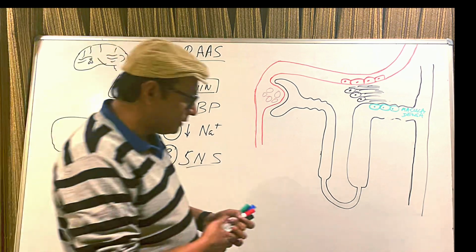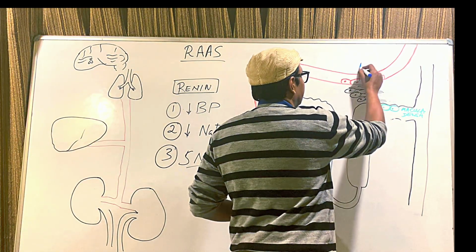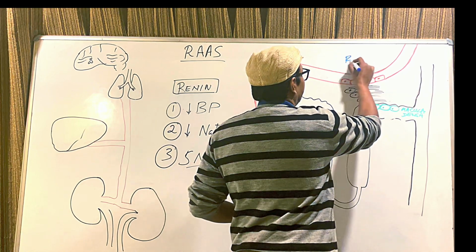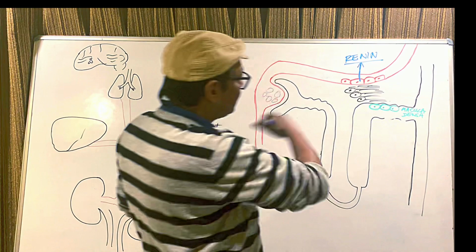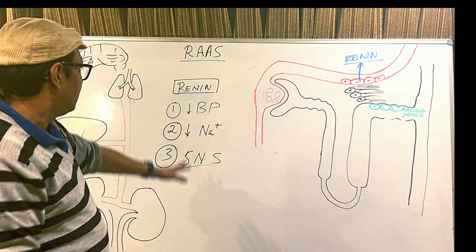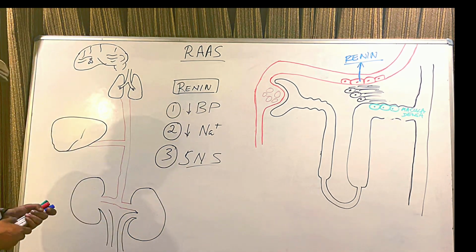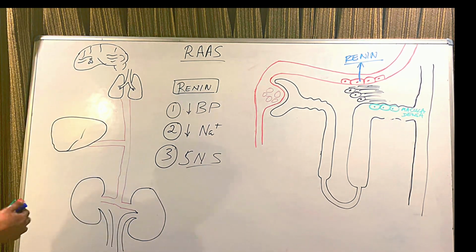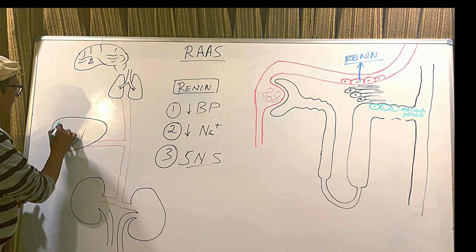Once renin is released from here, these cells are obviously secreting renin. Once renin is liberated into the bloodstream, it will first go to the liver. The liver has a specialized protein, which is called angiotensinogen.